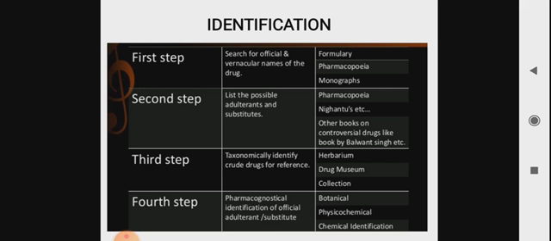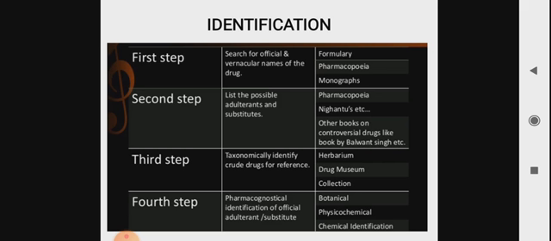Identification includes four steps. First step, search for official and vernacular names of the drug using formulary, pharmacopoeia, monographs, or any official book. Second step, list the possible adulterants and substitutes. Find out which type of adulterants or substitutes may be there. Again, find out that information using books, old books, pharmacopoeia.